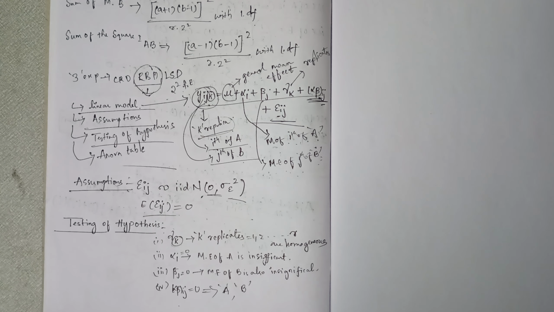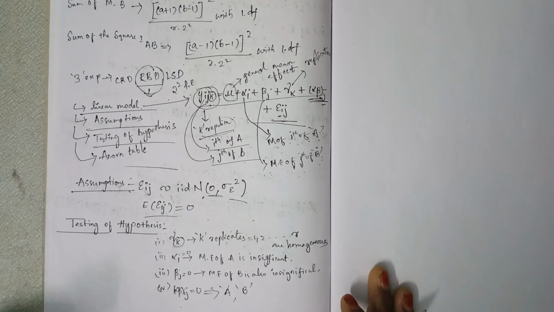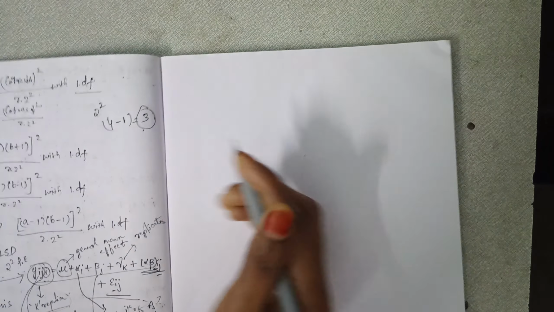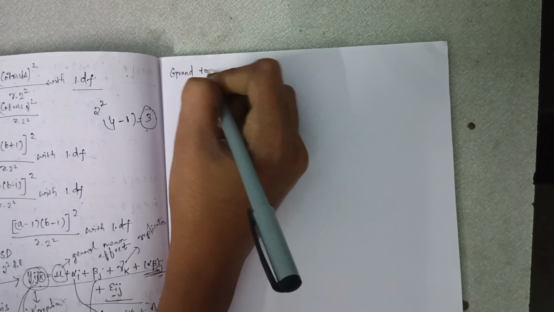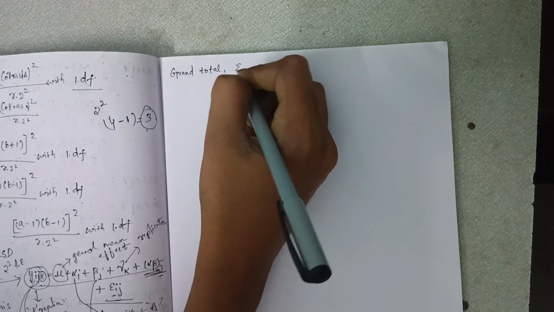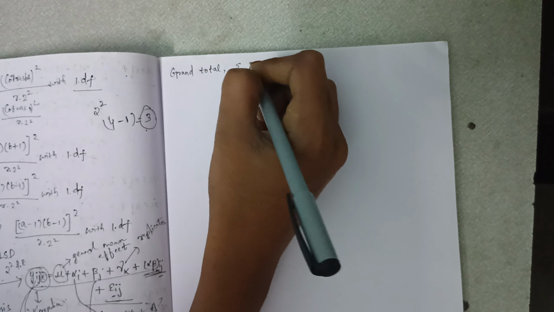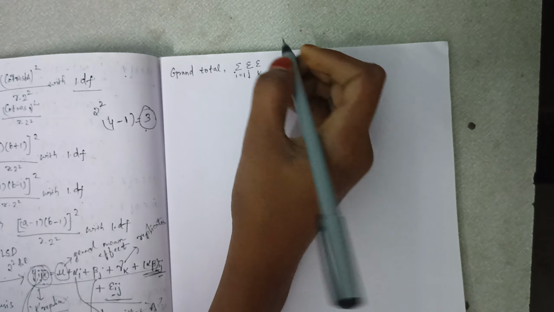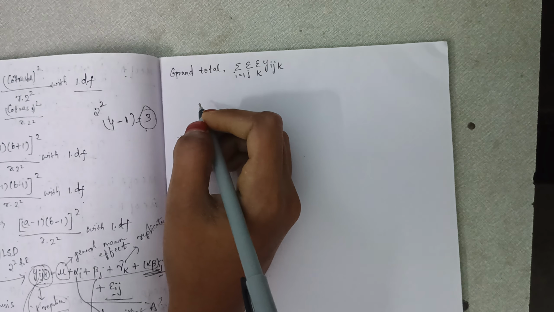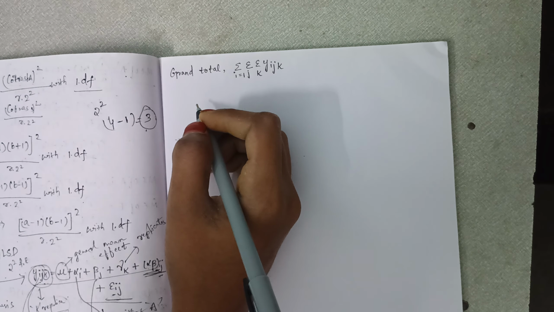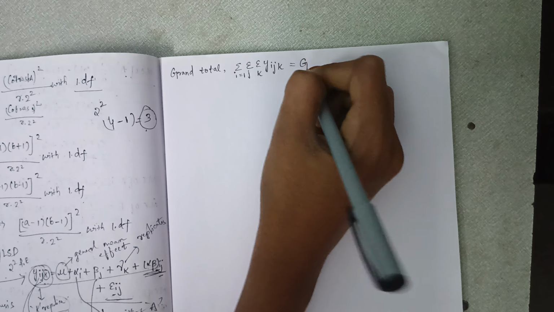Now we need to do the analysis, which is nothing but the analysis of variance, and draw the ANOVA table. In order to draw the ANOVA table, there are steps. First we need to consider the grand total, which is nothing but the summation over i equals 1, summation j, summation k of y_ijk. This is equal to G, the grand total.